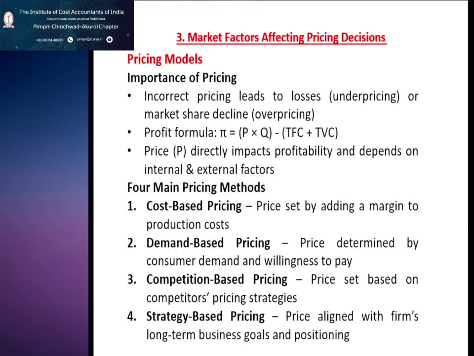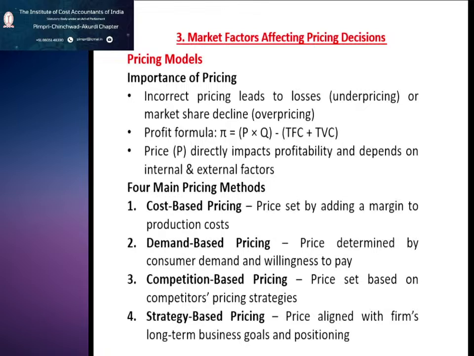Now, because we are talking about market factors affecting pricing decisions, let's understand the pricing models that are prevalent. What is the importance of pricing? Why is pricing so important? Incorrect pricing leads to losses: underpricing, or market share decline, which results from overpricing. These are the prominent aspects which show the importance of pricing.